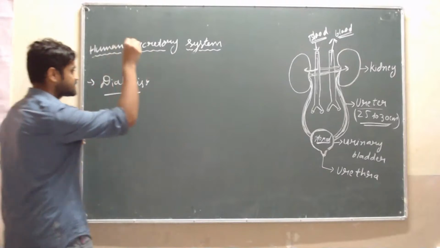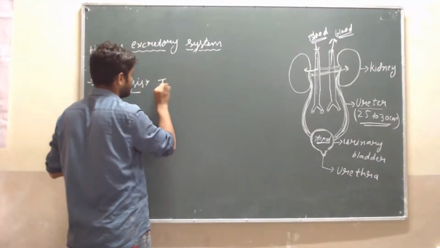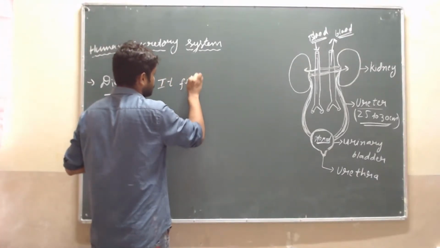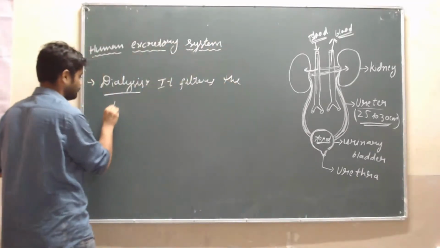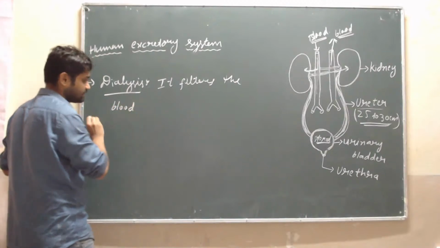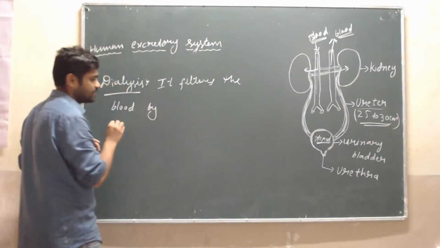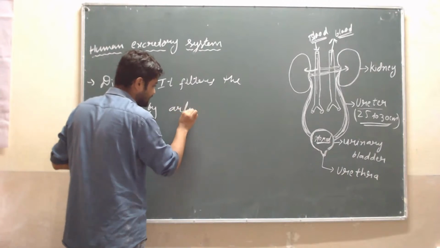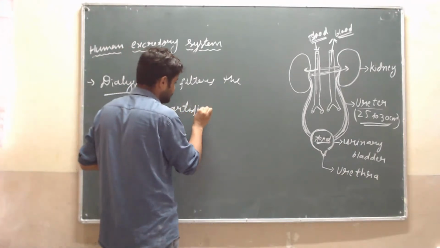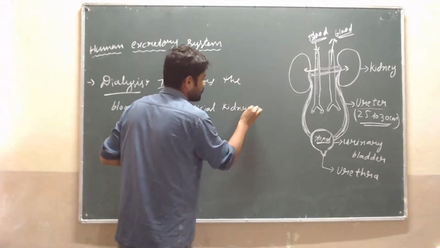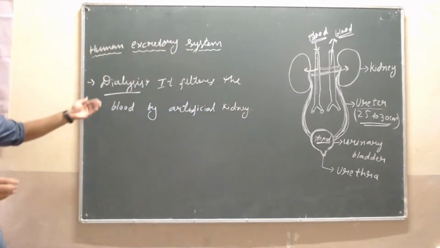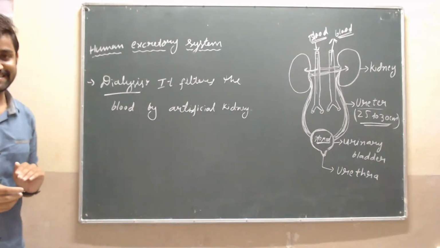This is the process that filters the blood by artificial kidneys. Okay, artificial kidney. That process is called dialysis.